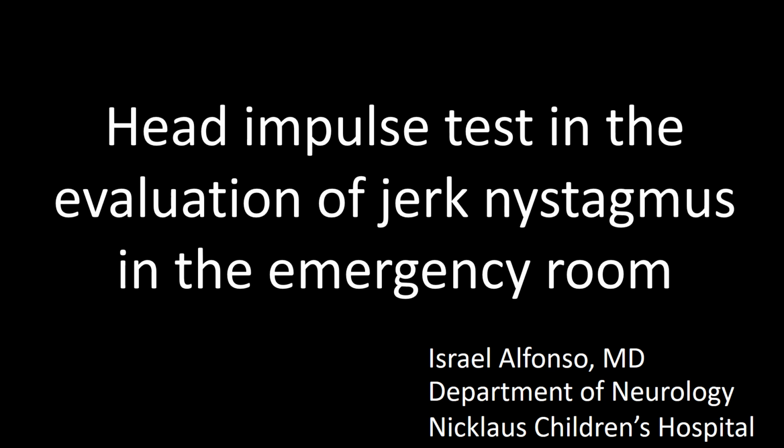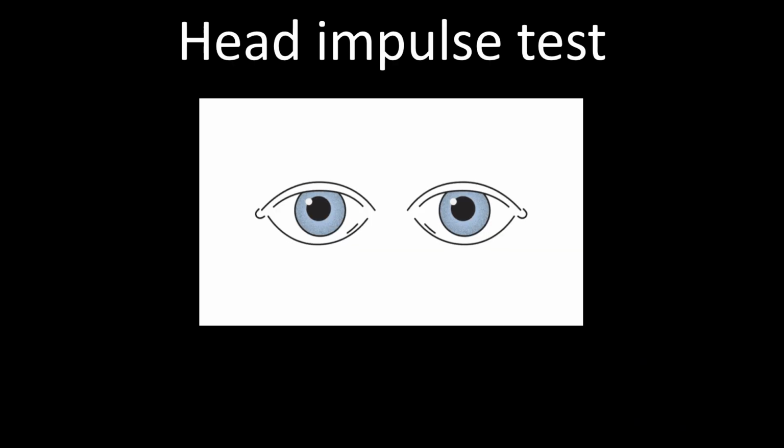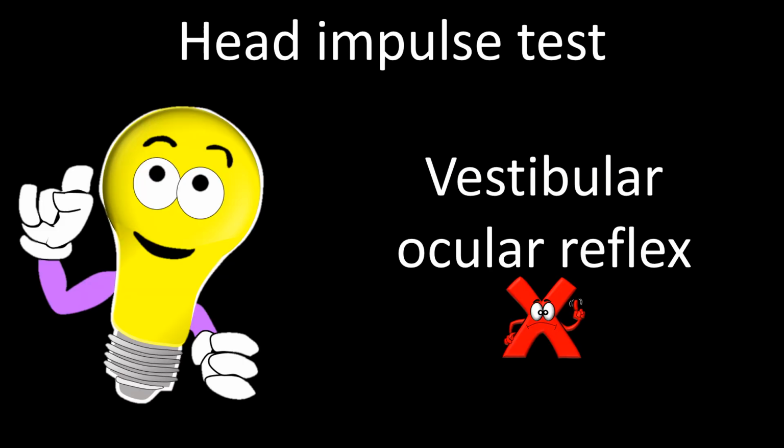The title of this talk is Head Impulse Test in the Evaluation of Jerk Nystagmus in the Emergency Room. The head impulse test is used to evaluate patients with jerk nystagmus in the ER. The aim is to establish the presence of an abnormal vestibulo-ocular reflex triggered by selective head movements.